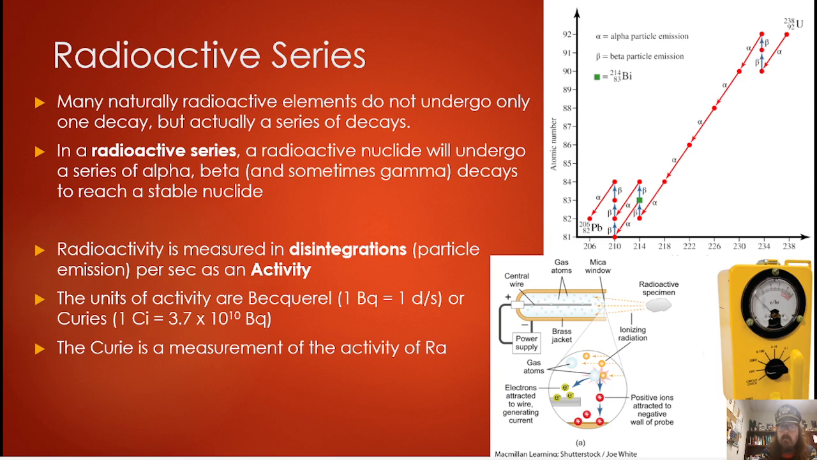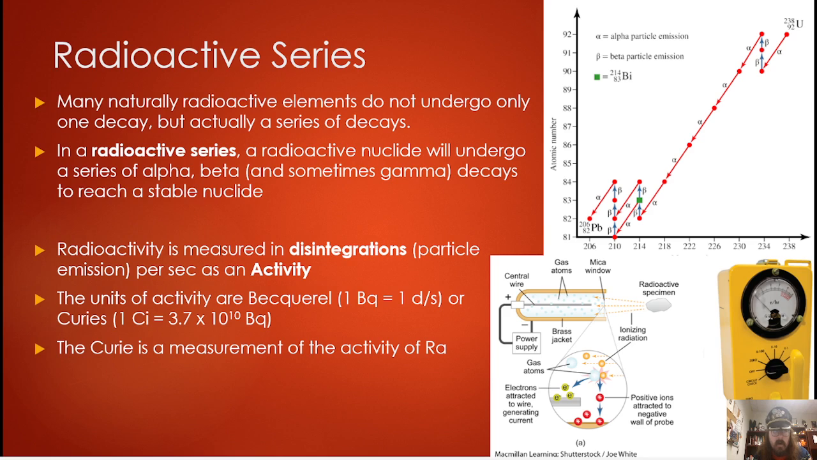Now, this is not the most common form of lead, but this lead only comes from uranium-238, and so this process is the only way to form lead-206. But once it gets there, it is stable and will not decay anymore.